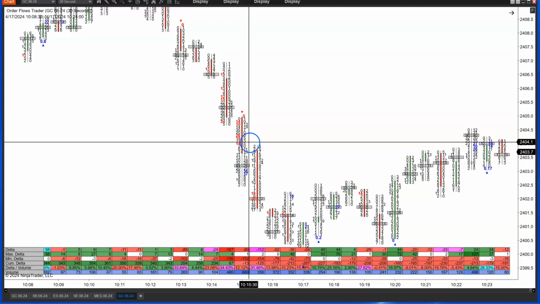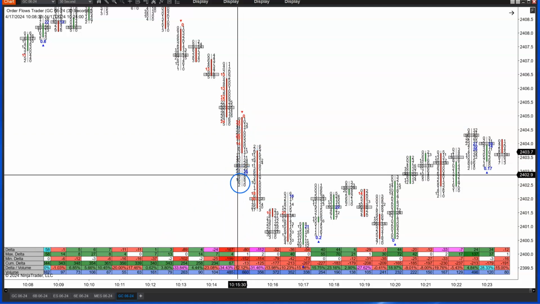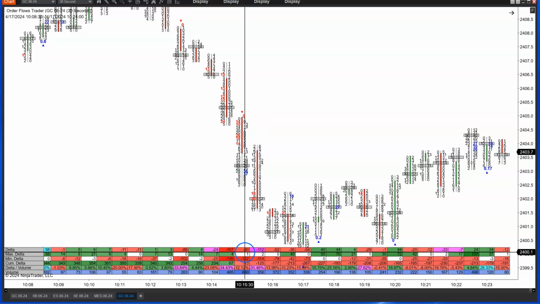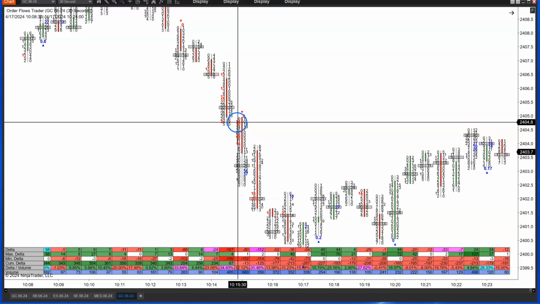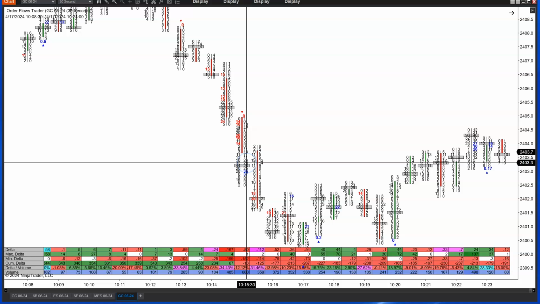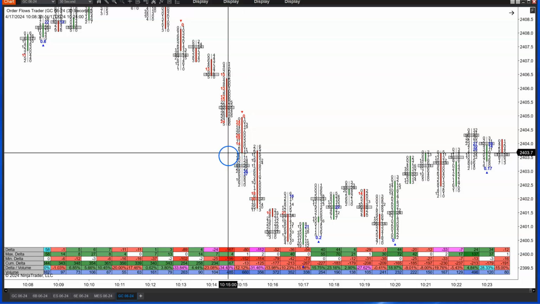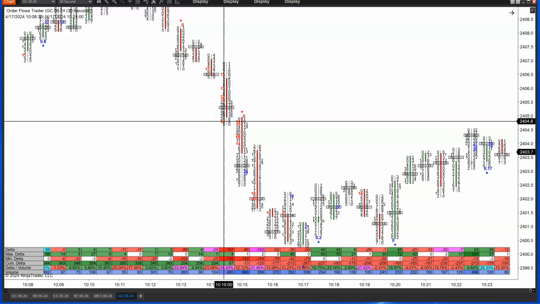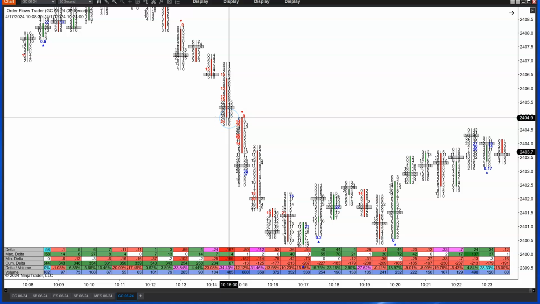Because in a bar, there's volume that trades on the bid, and there's volume that trades on the offer. The difference in this case, -80 in this bar, is that there were 80 more contracts sold into the bid than bought from the offer. In the previous bar, it's -167. So there were 167 more contracts sold into the bid than bought from the offer.